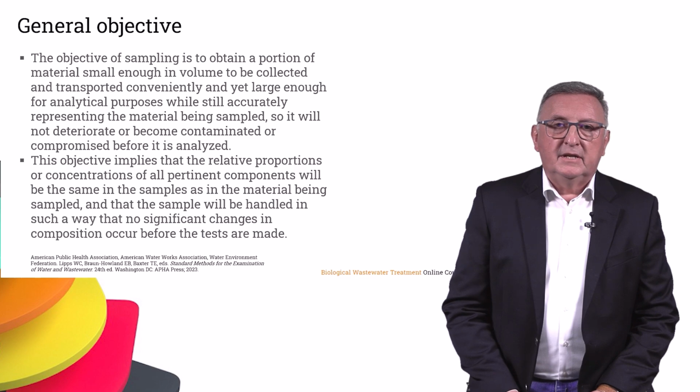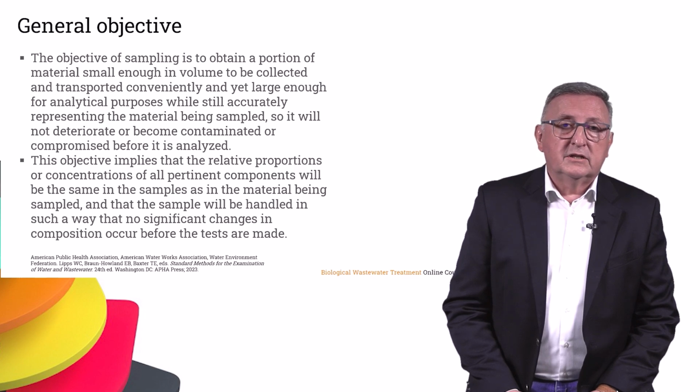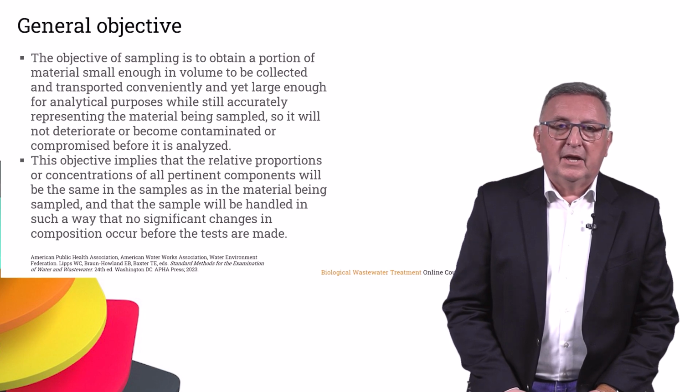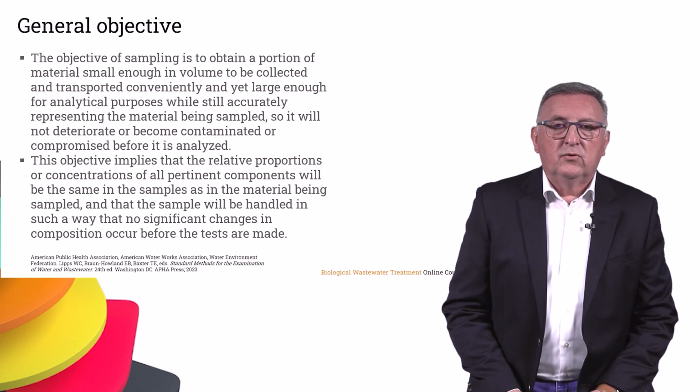The objective of sampling is to obtain a portion of material small enough in volume to be collected and transported conveniently and yet large enough for analytical purpose while still accurately representing the material being sampled, so it will not deteriorate or become contaminated or compromised before it is analyzed. This objective implies that the relative proportions or concentrations of all pertinent components will be the same in the samples as in the material being sampled, and that the sample will be handled in such a way that no significant changes in composition occur before the tests are made.